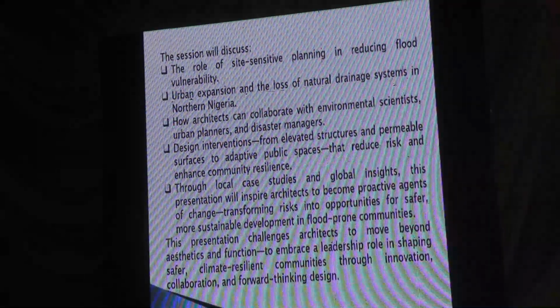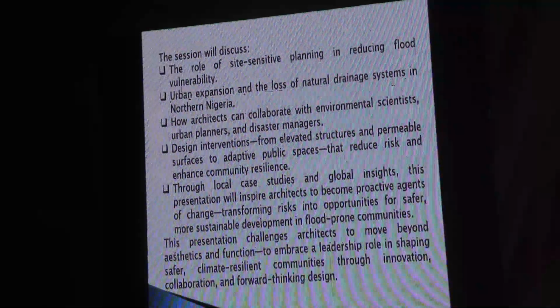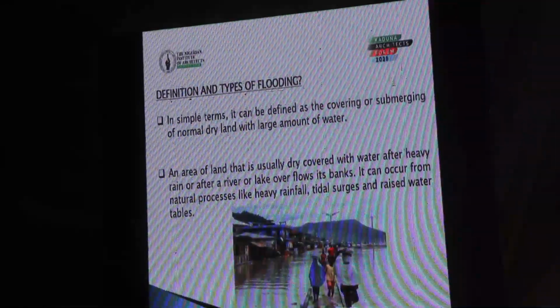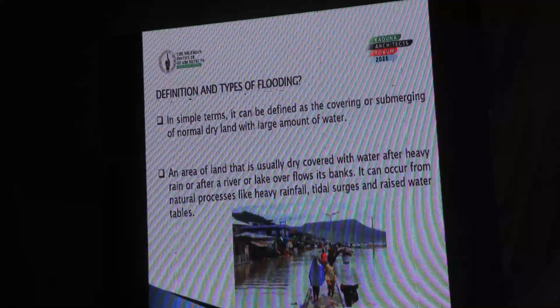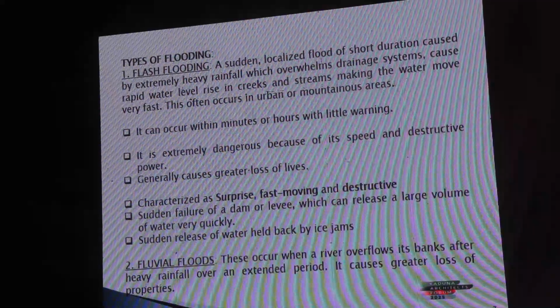You can actually see, I want to define the types of flooding that we have. This is defined as flash flooding, one of the examples. And flash flooding is defined as a sudden localized flood of short duration caused by extremely heavy rainfall which overwhelms drainage systems. It can cause rapid water level rise in creeks and streams, making the water move very fast. Floods are caused by extremely heavy rainfall, which overwhelms drainage systems.